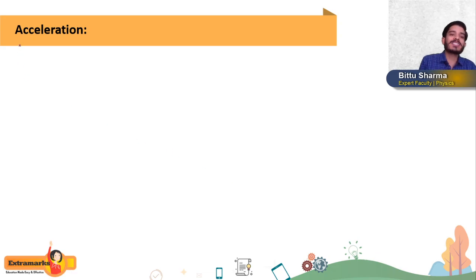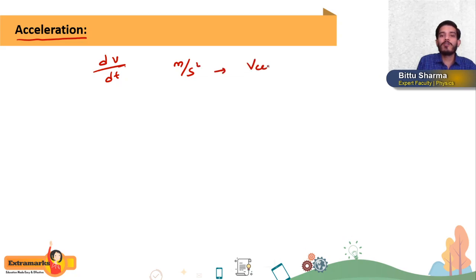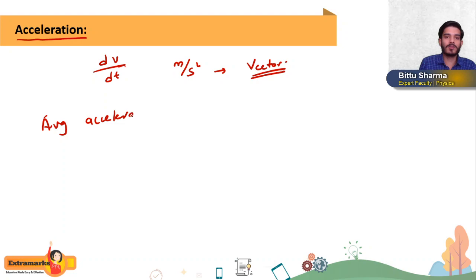Now the next thing is acceleration. What is acceleration? Rate of change of velocity. Getting or not? Acceleration is the rate of change of velocity, dV by dt. So the unit is meter per second square, and again it's a vector quantity. Okay, so we will not waste time on all these things, students. Again, average acceleration. What will be the value of average acceleration?